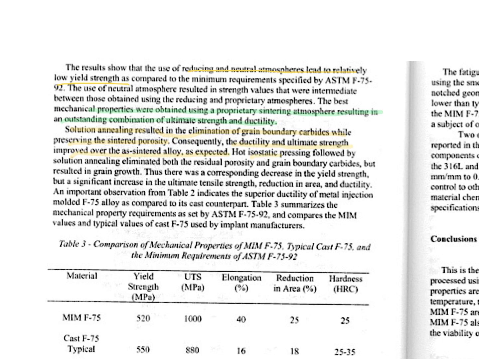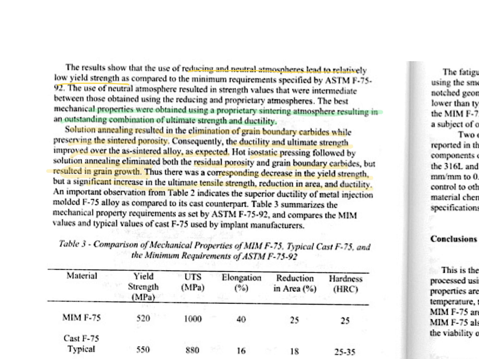And then hipping gives you solution annealing, but gets rid of porosity and the carbides, but results in grain growth, which isn't necessarily a good thing. Again, the system likes to grow its grains. We don't want it to. It's not paying any attention to what we want, and the grains will grow anyway. Corresponding decrease in the yield strength, but a significant increase in the tensile strength, reduction in area, and ductility.